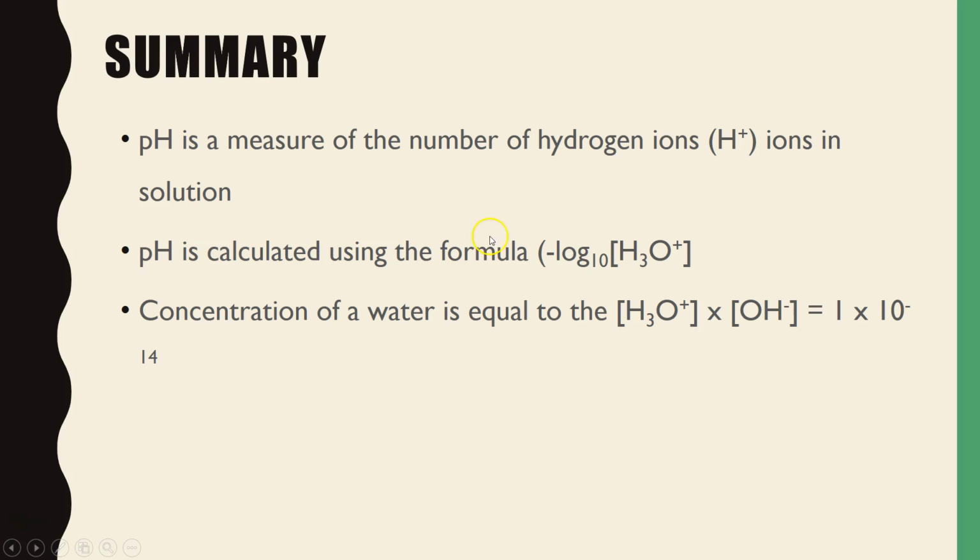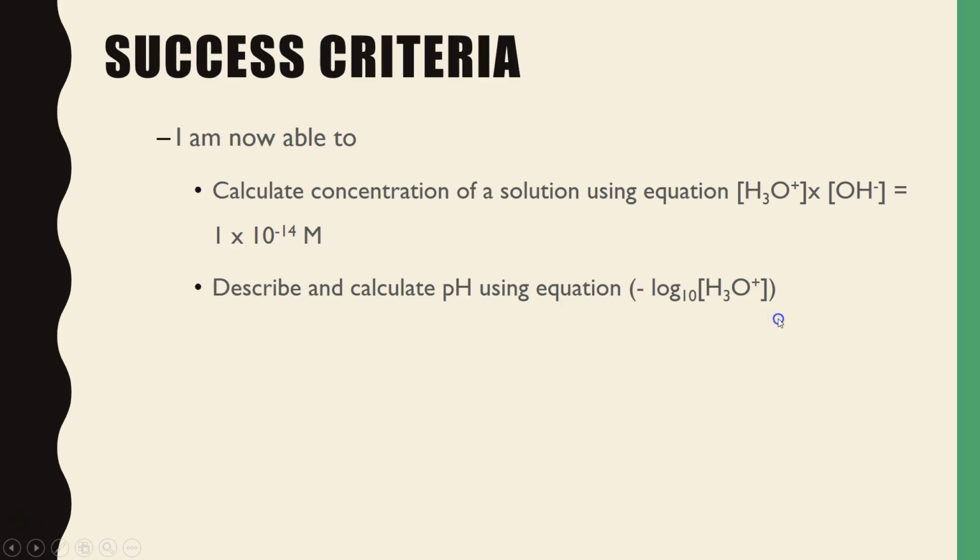This is what you should be able to do at the end of this lesson: pH is a measure of the number of hydrogen ions, and you should be able to calculate pH using the formula negative log 10 H3O. And know that Kw, the ion product of water, is equal to H3O positive times OH negative, and you should be able to calculate these two.